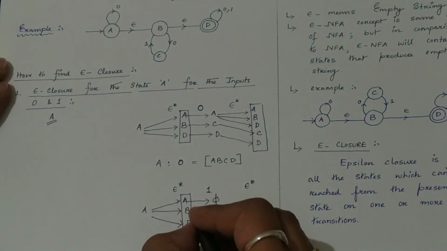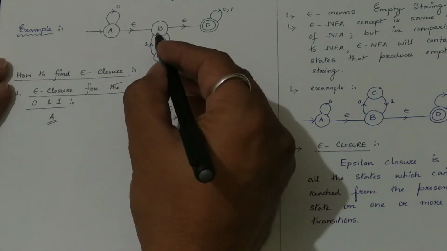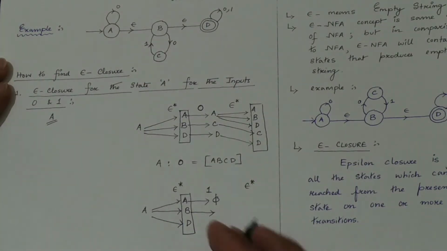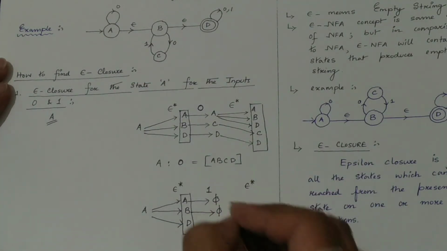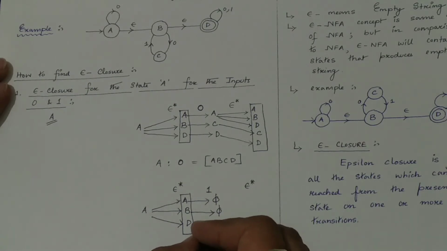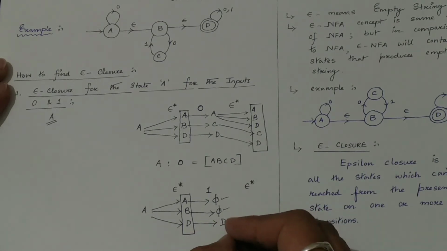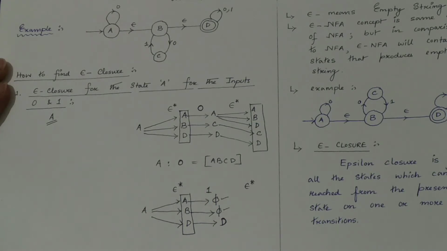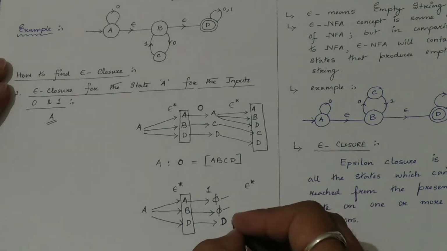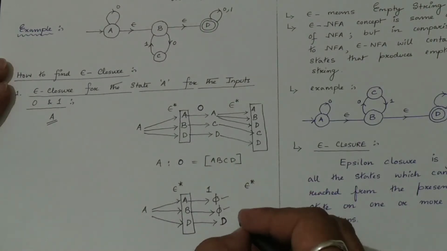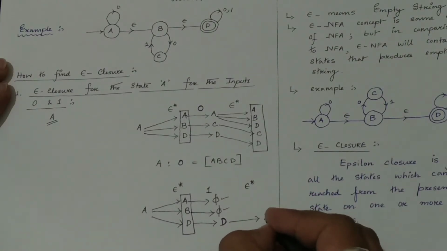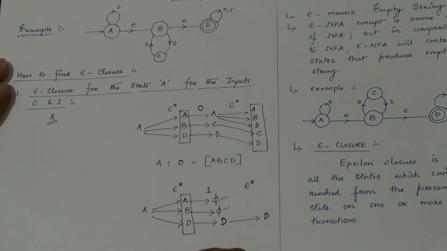Okay. Then B on seeing 1. There is also no transition for B on seeing 1, so this will also be phi. D on seeing 1, yes, it's going to itself, correct? Now this is phi, so no need for epsilon closure. Now I am left with only one state, that is D. D on seeing epsilon, there is no transition from D, so only D will come. So finally A on seeing 1, where is it going? It is going to D.